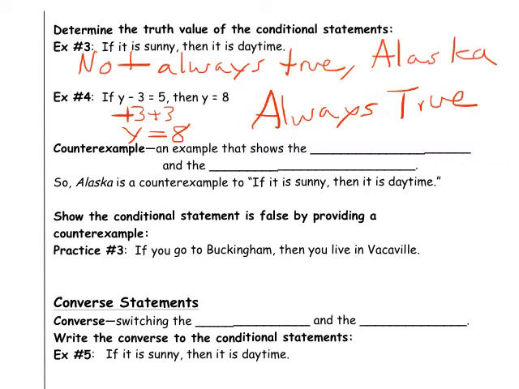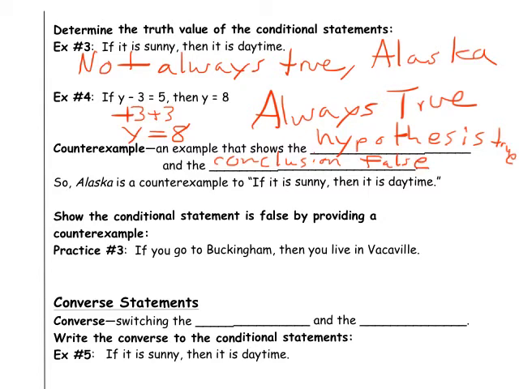Next term that we're going to need to learn, and we're going to use this a lot throughout geometry, is the term counterexample. This is an example that shows the conditional statement false. Mainly it's an example that shows the hypothesis true, so we keep the hypothesis part true. Notice in the first example we said, yeah, it's still sunny, but it's not daytime. So we need to keep the hypothesis true. An example that shows the hypothesis true, and the conclusion false.